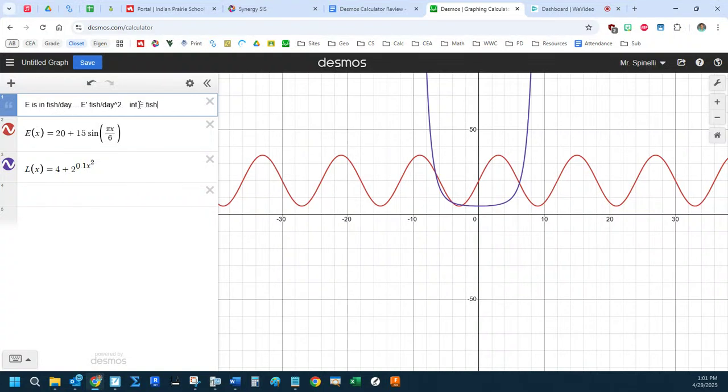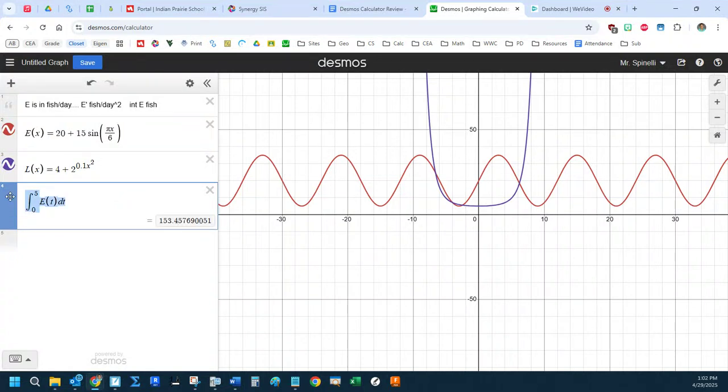Okay, so the first question on part A is, how many fish enter the lake? That means I need the integral. So I need to integrate the function from t equals 0 to t equals 5. So I would type this. I'm going to type t's because this is what I would write on my paper to show my work. And then I would report an answer to the nearest whole number, which would be 153.